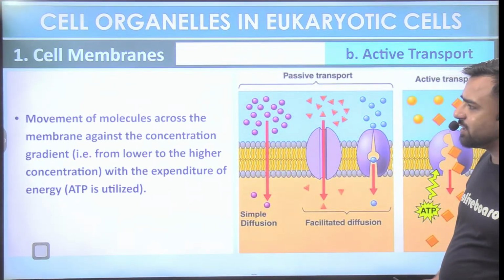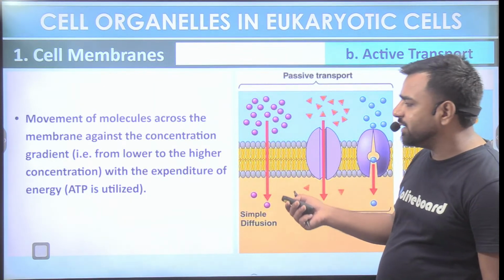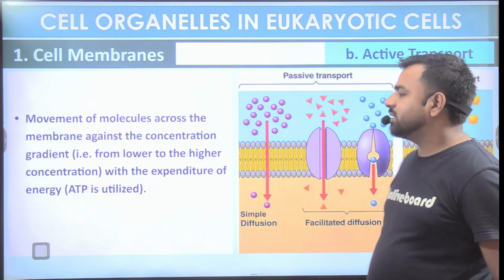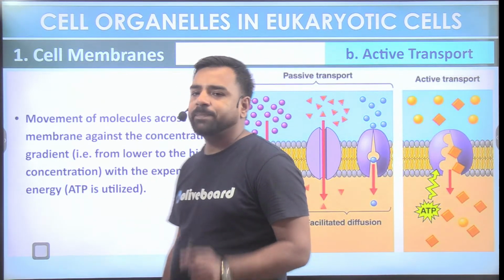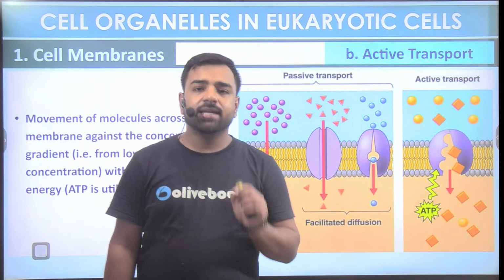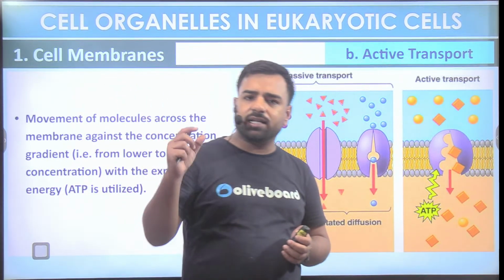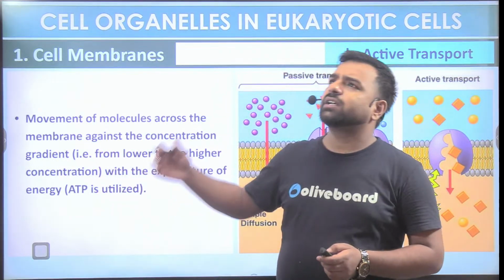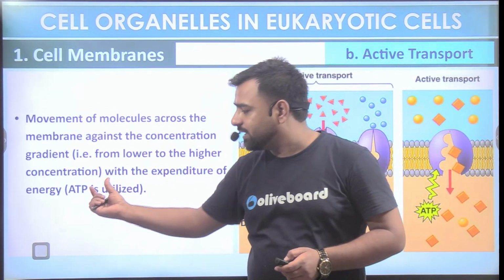If I talk about active transport, it is the movement of molecules across the membrane against the concentration gradient, and here we'll need energy in the form of ATP. So do you know what is ATP? ATP stands for adenosine triphosphate. When I discuss the mitochondria, I'll take this topic again. It will take hardly the next 5 to 10 minutes, in which I'll explain this topic again. Fine. That is the ATP part.